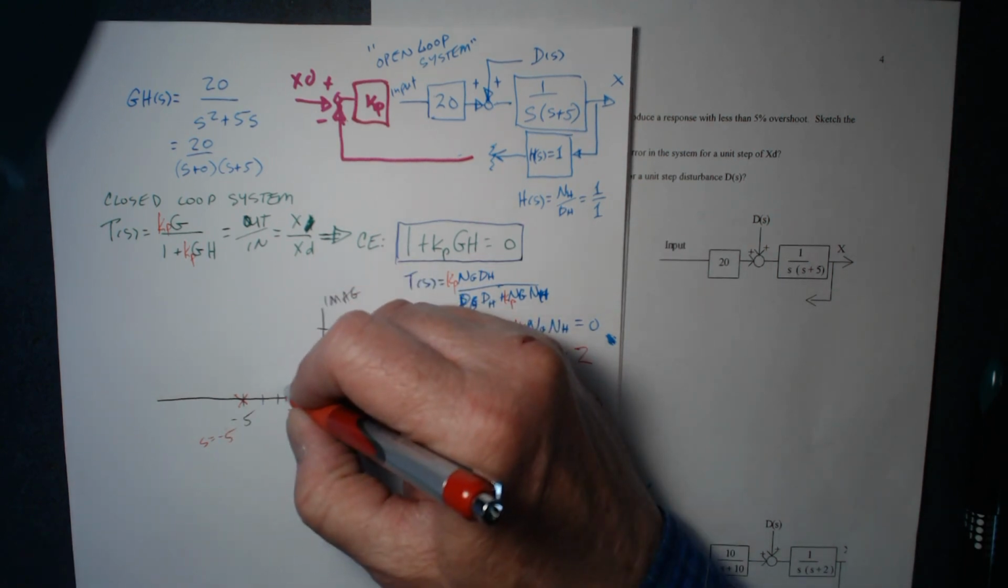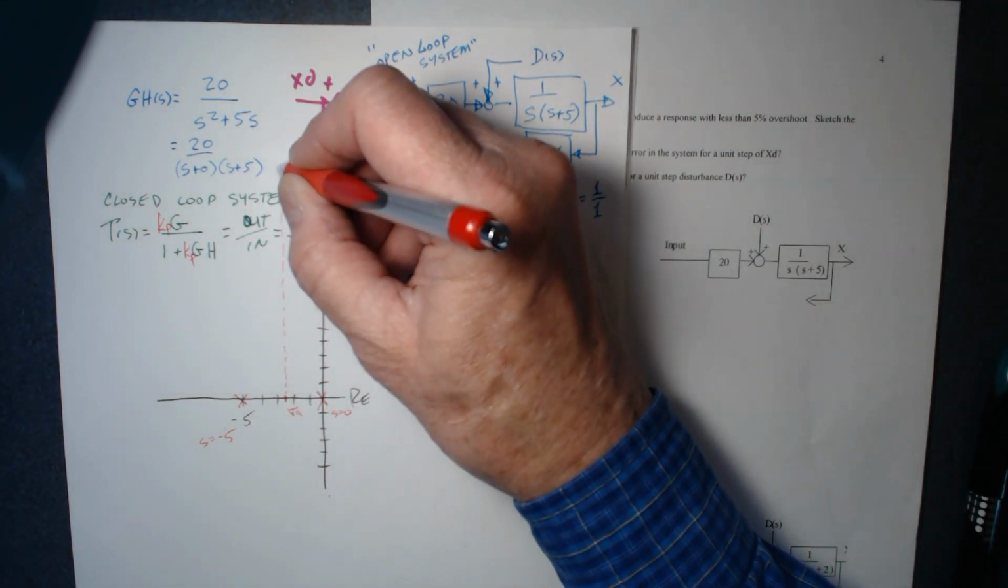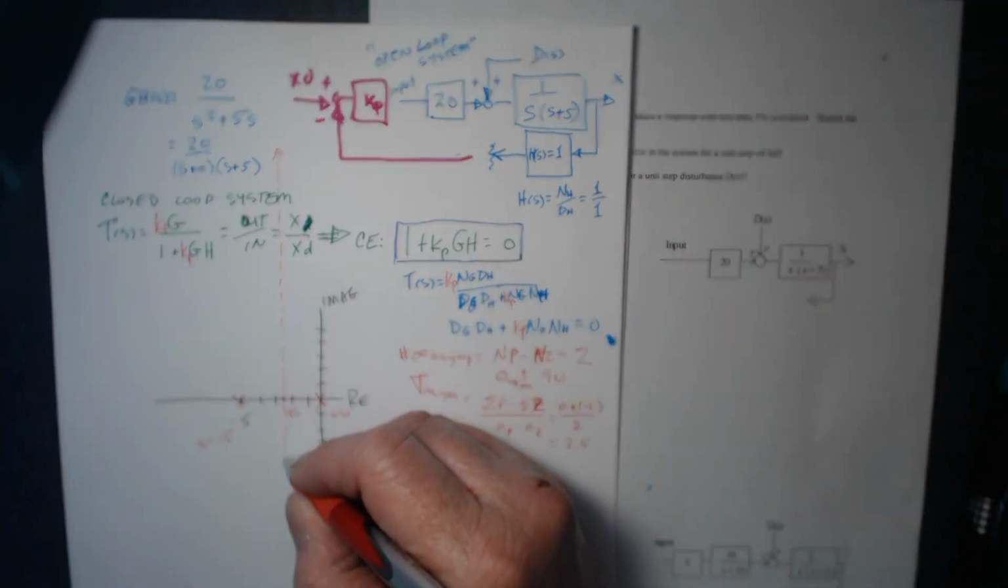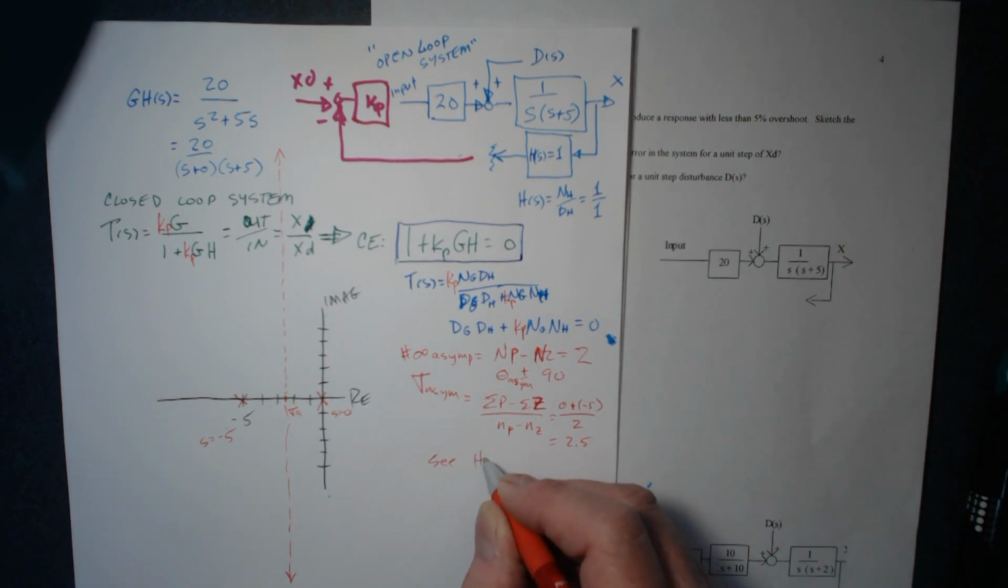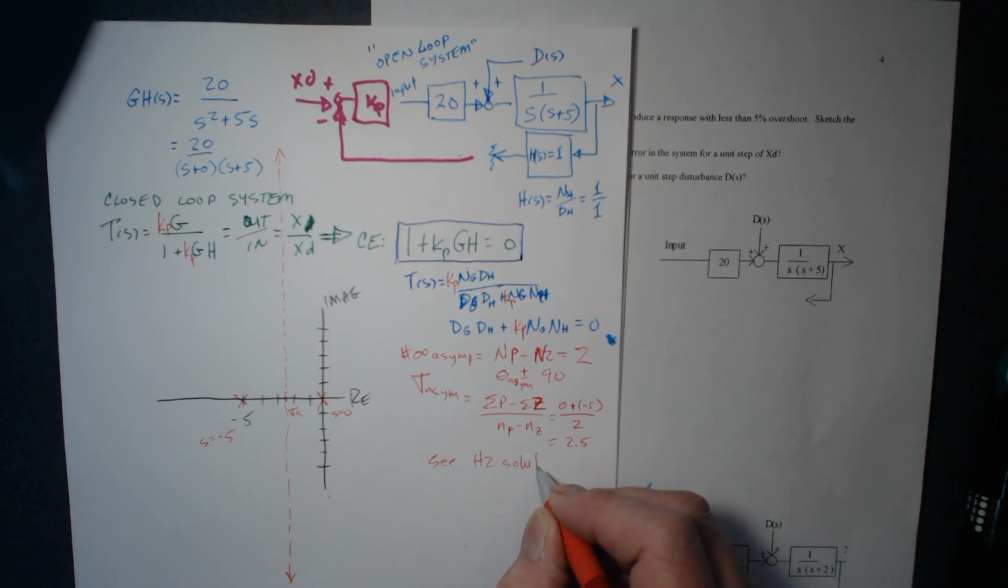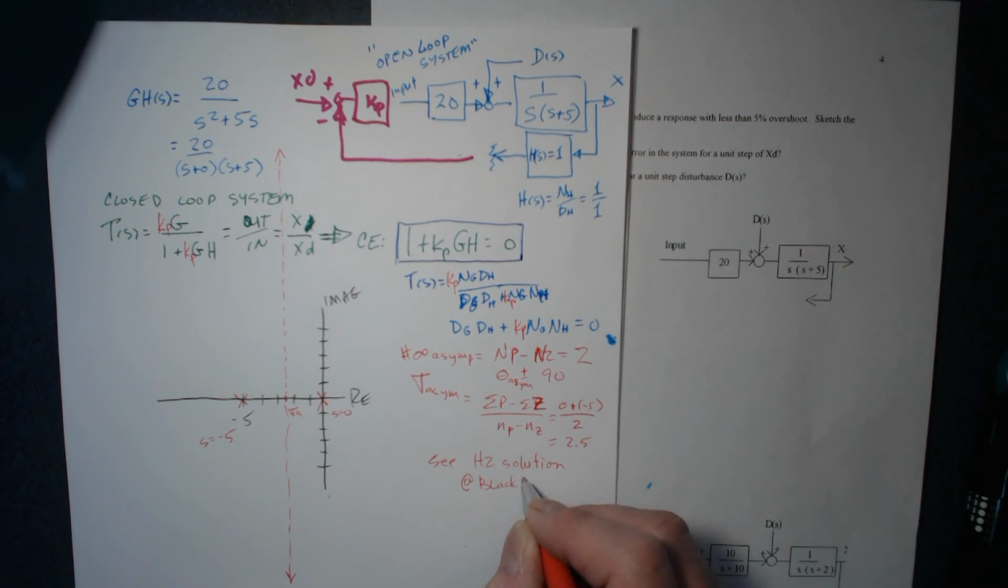Because it's plus and minus 90 degrees, we can just draw this asymptote. I'm drawing this asymptote up and down pretty far here because I want to emphasize that I already had you do this. You may remember that. See homework 2 solution on the Blackboard site.